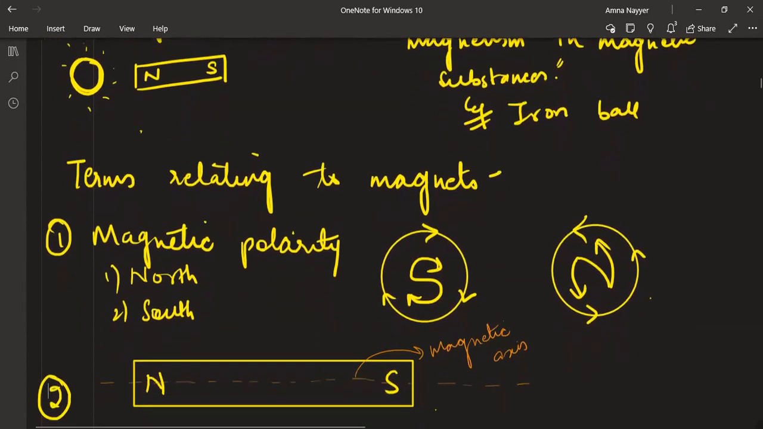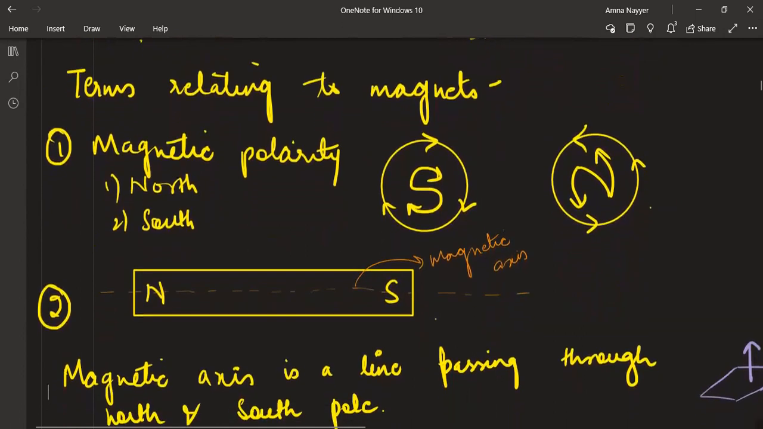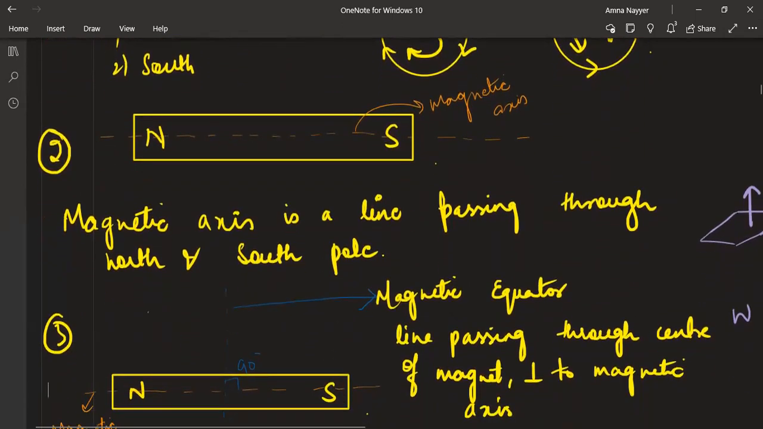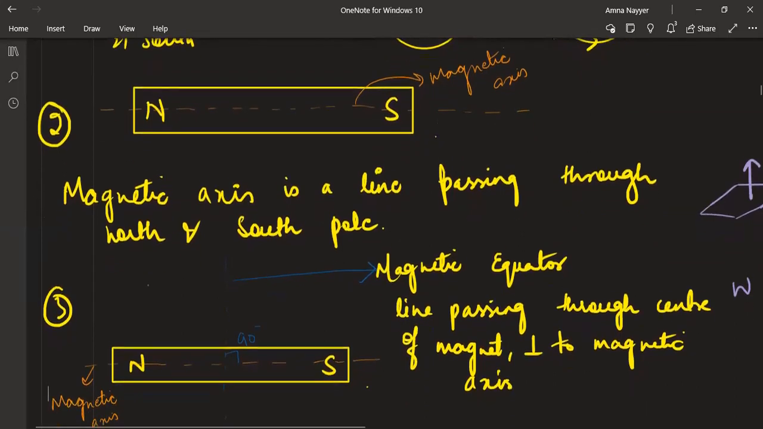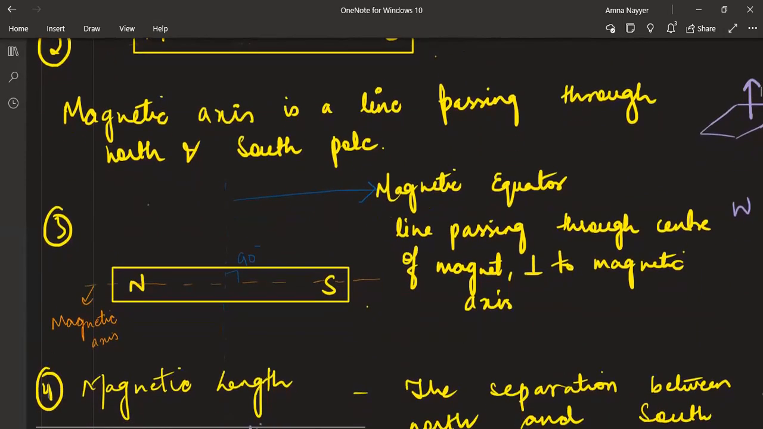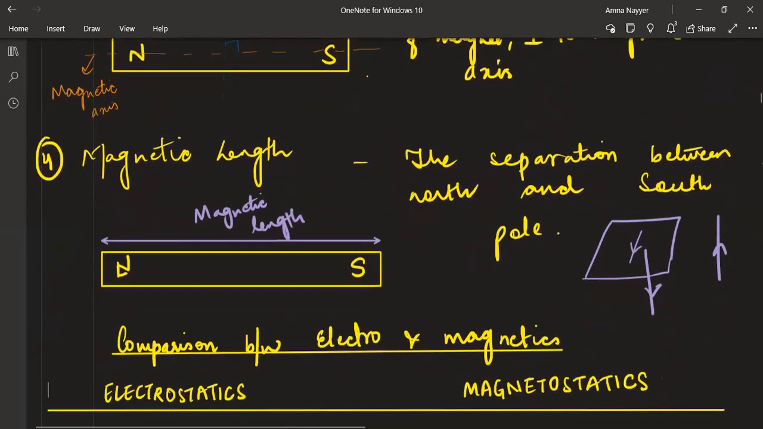Then you have certain terms relating to a bar magnet. Polarity, you all know, north-south. Then you have the magnetic axis, the line that joins the north and south pole. Just remember, the line that joins the north and south pole. And the equator is the line perpendicular to this magnetic axis. Magnetic length is the complete separation between the north and south pole, or you can say the length of the magnet.